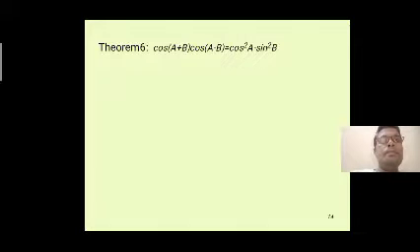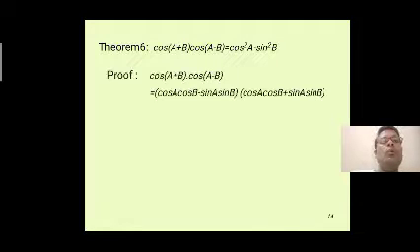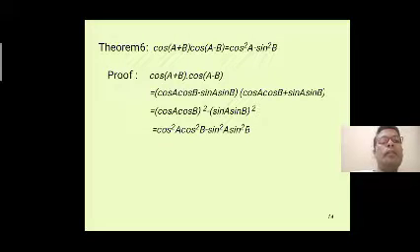Cos of (A plus B) into cos of (A minus B) equals cos square A minus sin square B. Proof. Cos of (A plus B) into cos of (A minus B). We know that formula: cos of (A plus B) is cos A cos B minus sin A sin B, and cos of (A minus B) is cos A cos B plus sin A sin B. Now we write (cos A cos B) whole square minus (sin A sin B) whole square, and the simplification: cos square A cos square B minus sin square A sin square B.